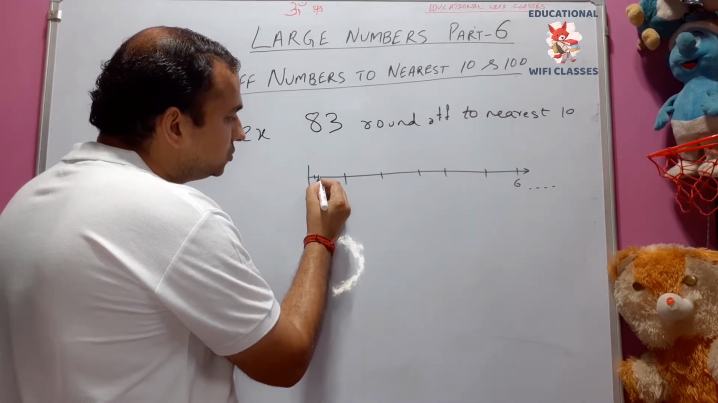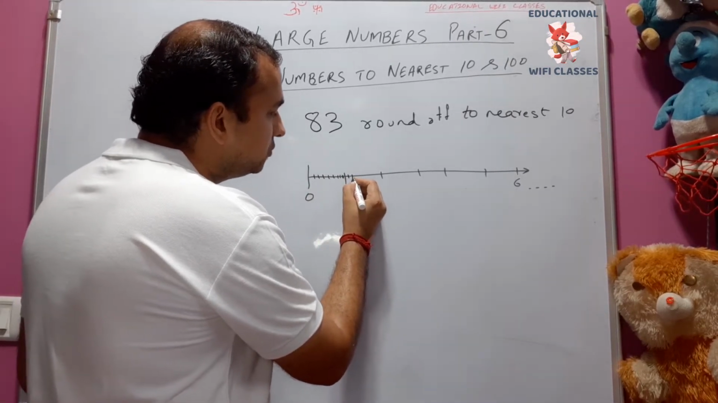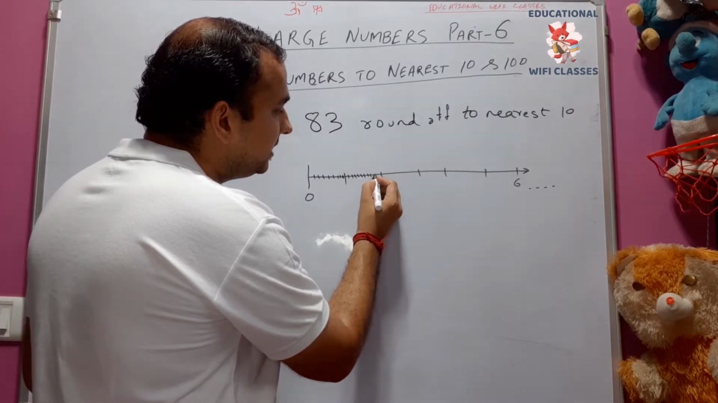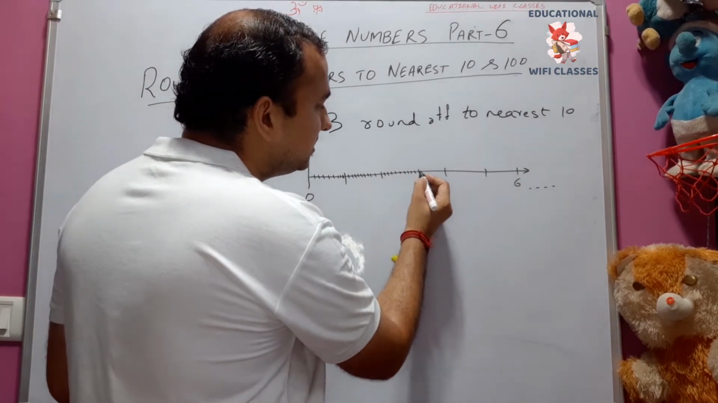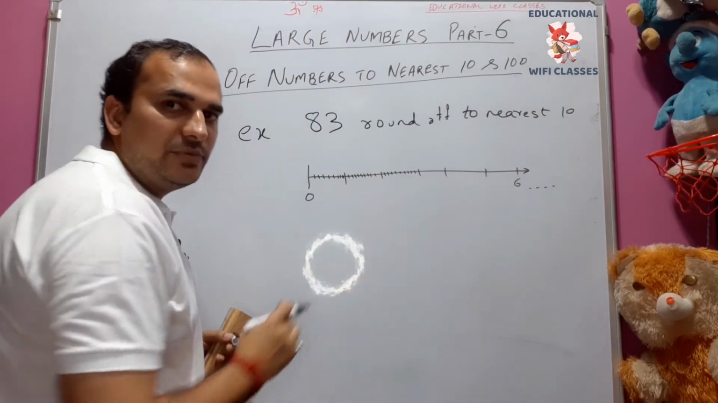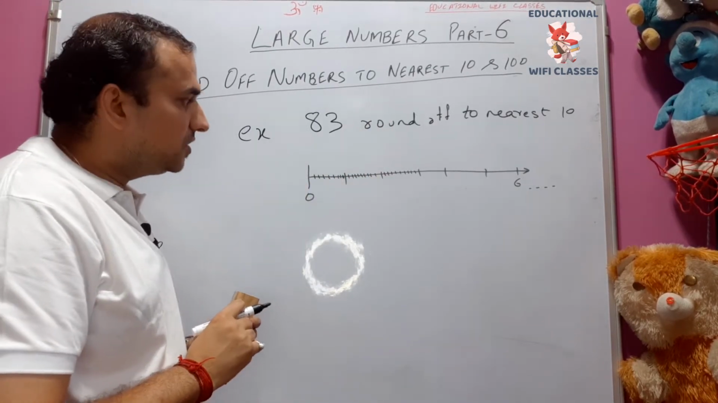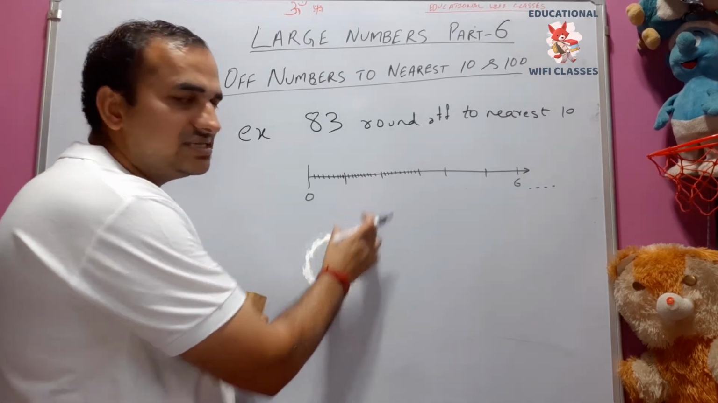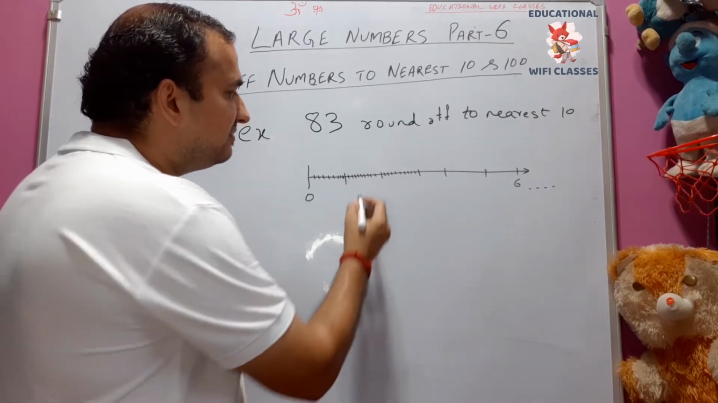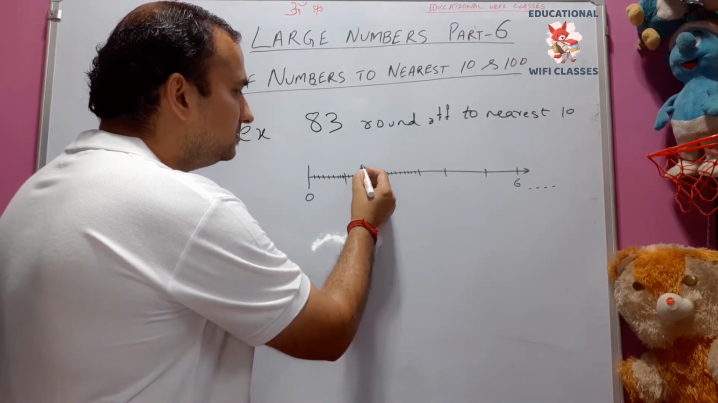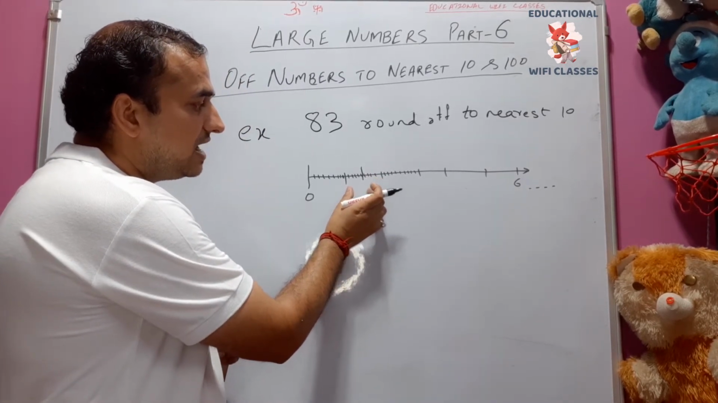So here I will make 1, 2, 3, 4, 5, 6, 7, 8, 9 and then 10. Then again 1 to 9 and then 10, and again 1 to 9 and then 10. So each segment is having how many dots? 10 dots. Why? Because we are rounding off a number to nearest 10. If one segment is having 10 dots, what will be the center of this one segment? The center will be 5 dots, correct? Because the total dots from here to here is 10, so half of it will be 5.